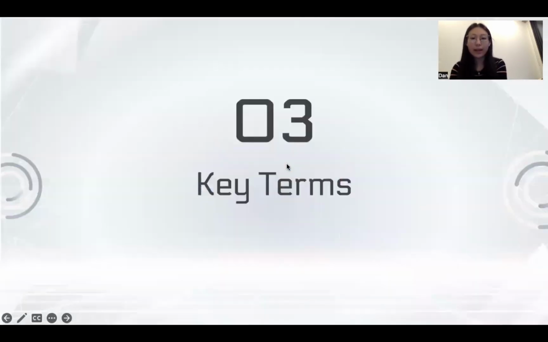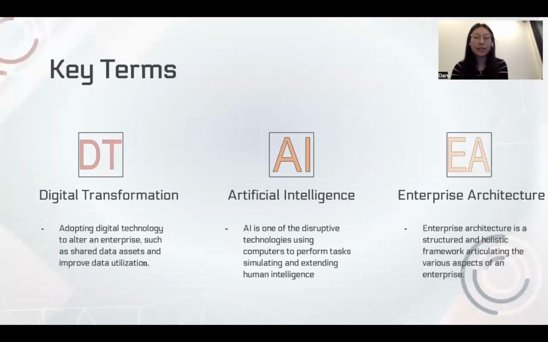So here are the three key terms in relation to our research study. The first one is digital transformation. It refers to adopting digital technology to alter an enterprise, such as sharing data assets and improving data utilization, leading to value creation and performance optimization. For manufacturing companies, it is really crucial to invest in digital transformation to achieve Industry 4.0.